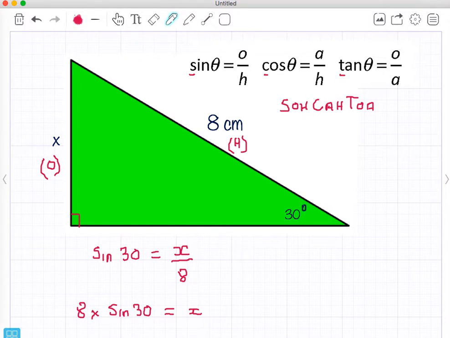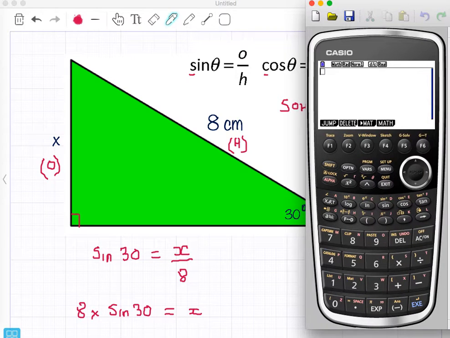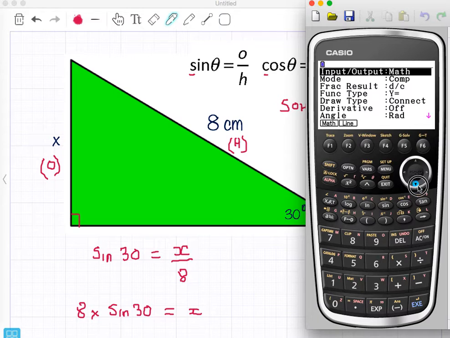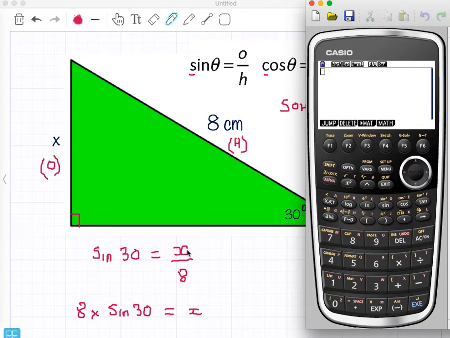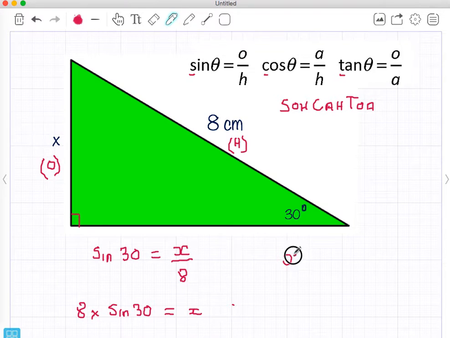Now if I go to my calculator, I'll bring my calculator into the screen. First thing, on any calculator screen there's probably a D or a DEG or an R or RAD up here that tells me what mode I'm in. Now I don't want to be in radians, I want to be in degrees, so on this calculator I could change it here. Might be a bit easier on your calculator. Now I'm in degrees, because this is degrees, I can simply do this to find x. 8 times sine 30, and it's 4. So the value of x is 4.